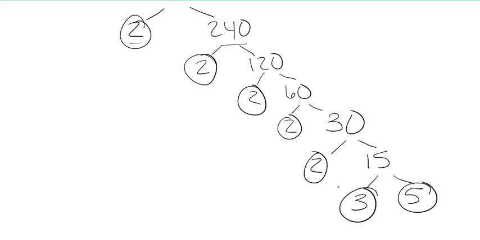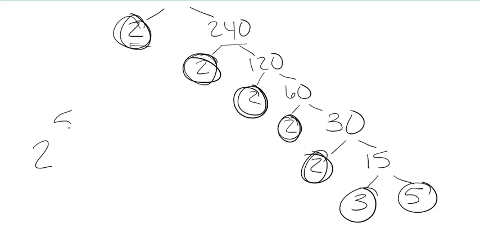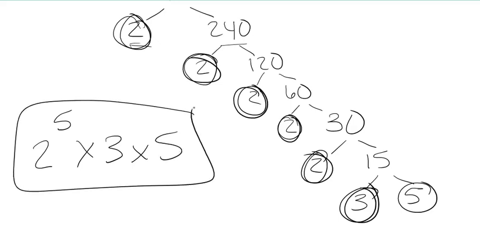So we look at this factor tree and notice how many prime numbers we have of each. So we have 1, 2, 3, 4, 5 2's. So we would have to go 2 to the 5th times 3 times 5. And this is the prime factorization for this number. So let's look at another example, but we're going to use a different method.